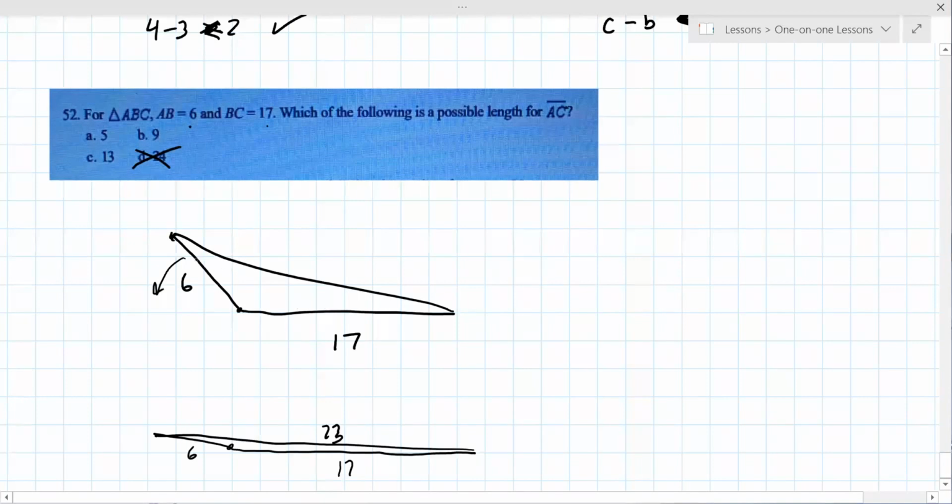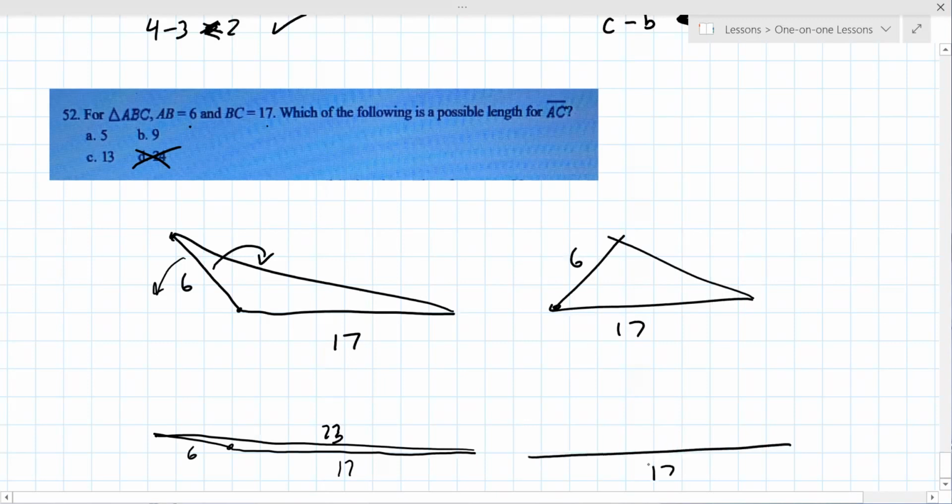But then this other side, this 6, can really rotate the other way. So it could be that the 6 is there and the 17 is there, and you can see how that third side is getting shorter. Well, in the most extreme case, there's the 17, there's the 6, and this other side is like 17 minus 6. So if we subtract the numbers, 17 minus 6, that's 11. The third side has to be somewhere between those.